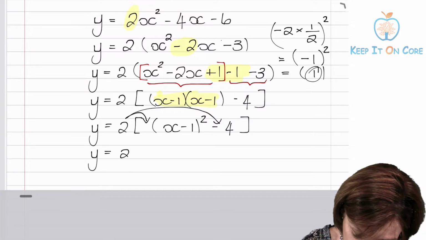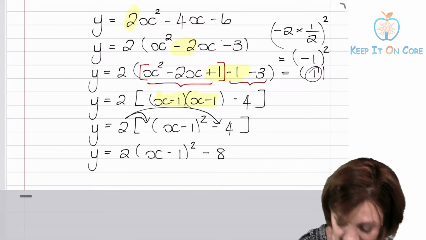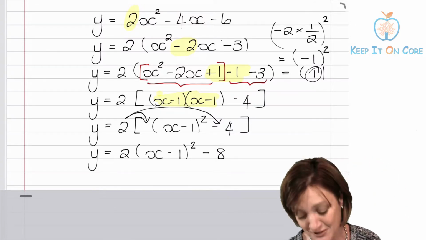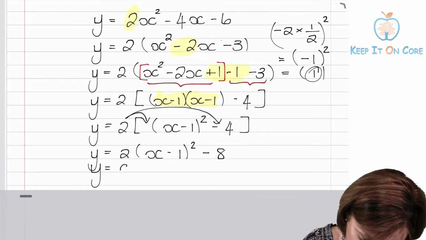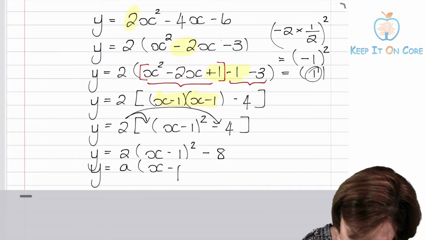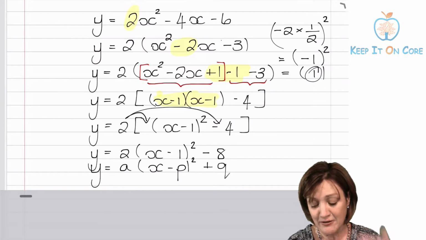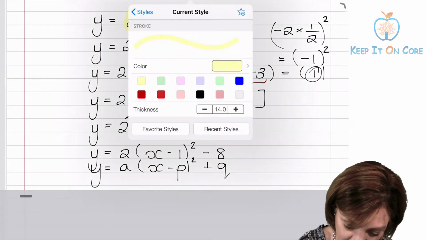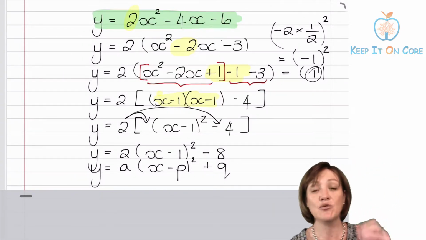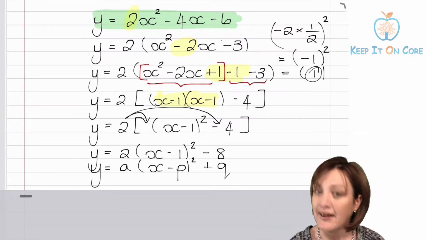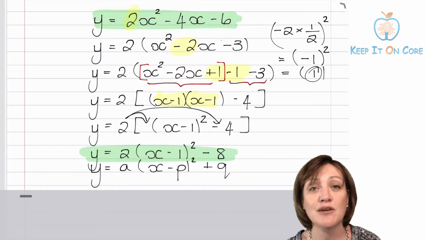Y is equal to 2 bracket x minus 1 squared minus 8, because 2 got multiplied to both of the terms over there. All right, now can you see how I've managed to manipulate it into the form of y is equal to a(x minus p) squared plus q? All right, perfect. So we've taken what we had originally, let's do it in green. We've taken what we had originally, which was in the ax squared plus bx plus c format, and by completing the square, we've changed it into the a(x minus p) squared plus q format.